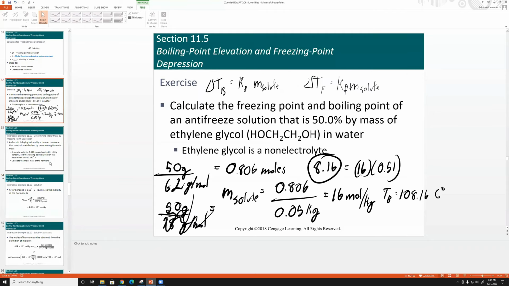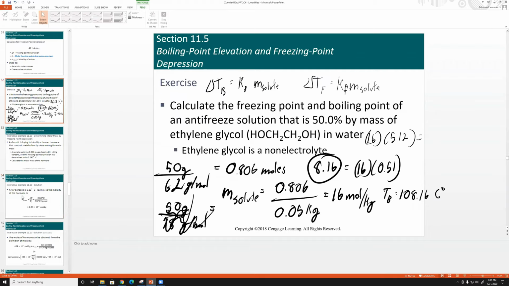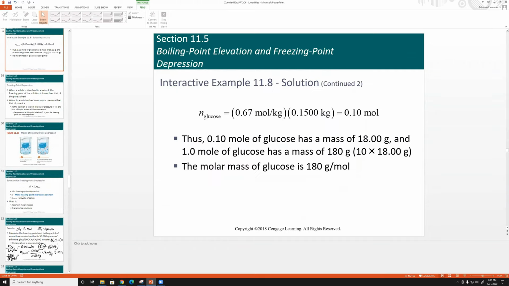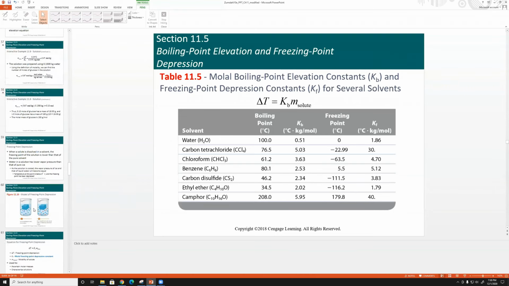Now for the freezing point, the constant is 5.12. So we would have 16 times 5.12 equals our delta TF. That's going to be, wait, that can't be right. Hold on. Oh, that's for benzene. I was about to say, that's for benzene. That's not for water. Hold on. This is KF for water. Here we go. Water, we have a KF of 1.86. That sounds right.